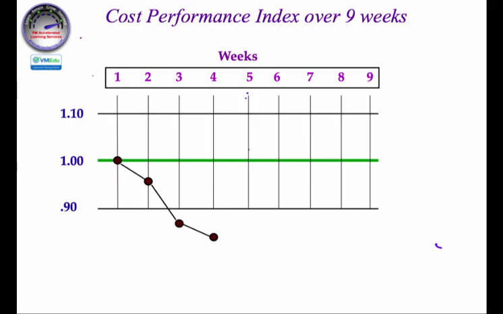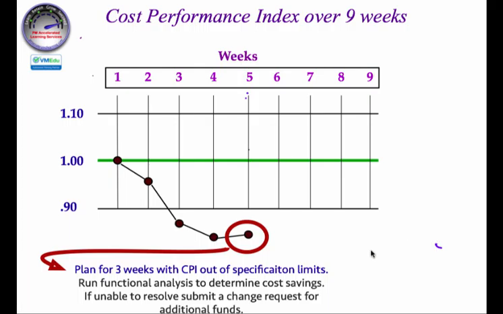Let's say that we head to week 5 now. Okay, we're starting to trend upward a little bit, but we're still outside the lower specification limit. So what we want to do here is, you've developed a plan, and I'll just make up a story here. So in this plan, it says if we've gone 3 weeks out for the CPI of the lower specification limit, either way, upper or lower, run functional analysis to determine cost savings. If unable to resolve, submit a change request for additional funds. Again, I just made up that story.